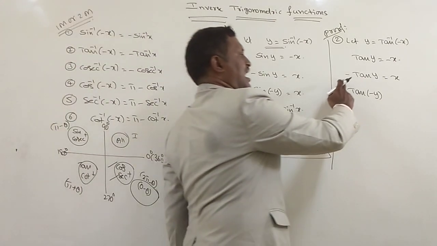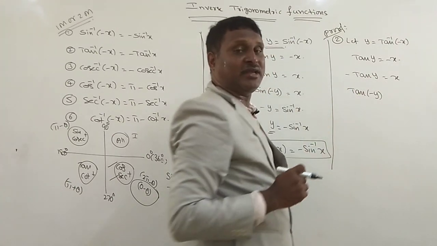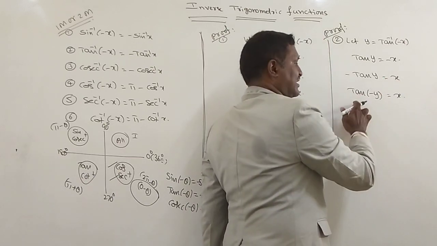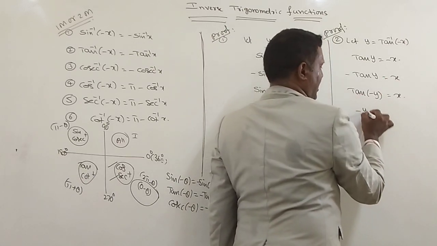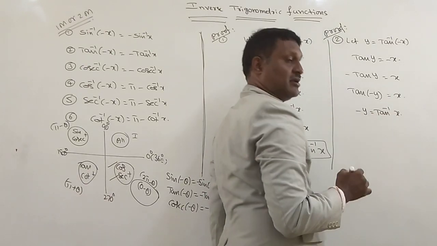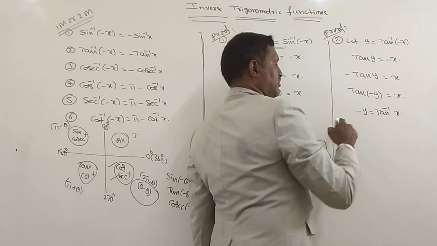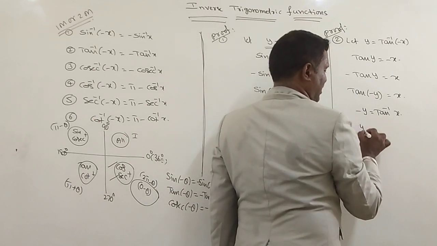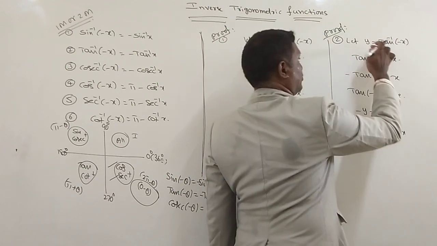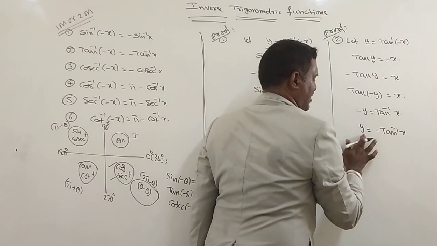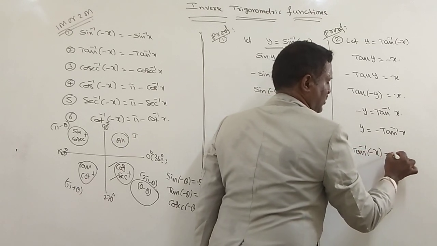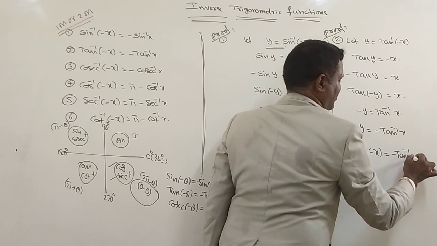Now minus tan y, what can we write? Tan of minus y we can write. This is equal to x. Now this tan, take to the other side, what can we write? Minus y is equal to tan inverse x. Again, multiply by minus, and by using the minus multiplication, we will get y is equal to minus tan inverse x. Now what is y actually here? Tan inverse of minus x. So tan inverse of minus x is equal to minus tan inverse x.